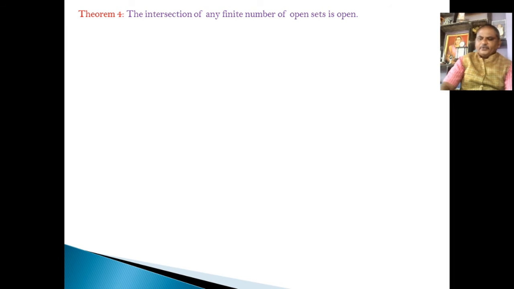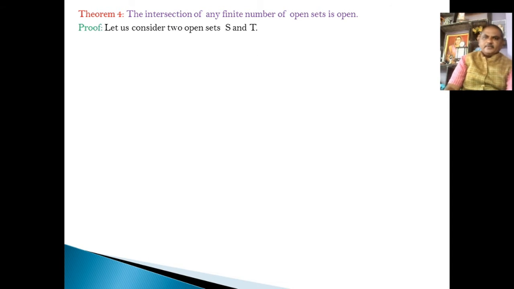Again, theorem number 4. Prove that the intersection of any finite number of open sets is also an open set. In theorem number 3, the union of an arbitrary family of open sets is open. But in theorem number 4, the intersection of an arbitrary family of open sets is not necessarily open, but the intersection of any finite number of open sets is open.